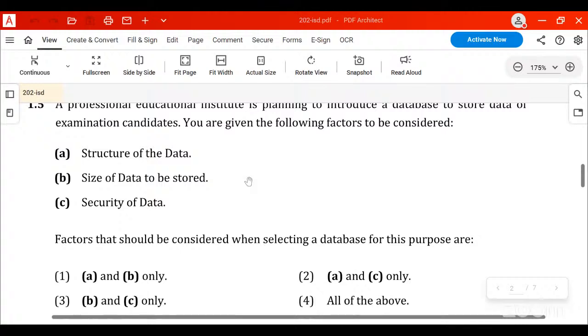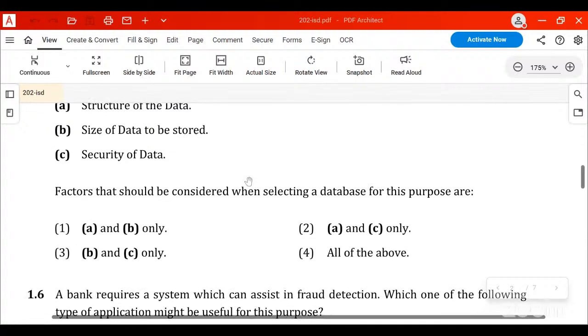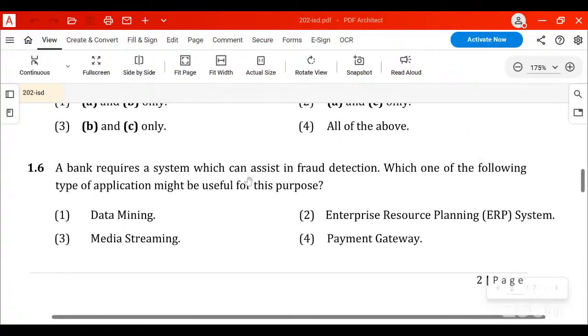Definitely, we have to consider all of these: the structure of the data, size of data to be stored, security of data, everything to be considered when we are selecting a database application. Then A, B, C, that means all of the above. All of the above to be considered when selecting.